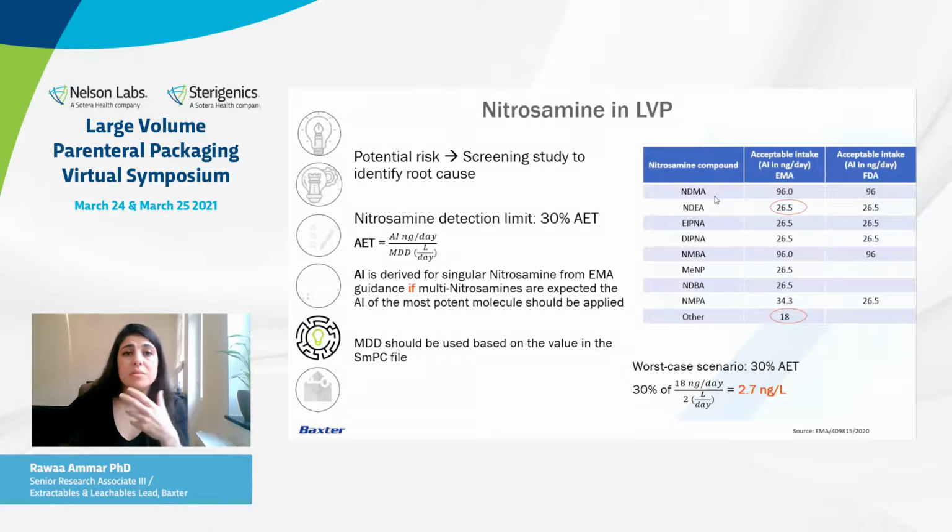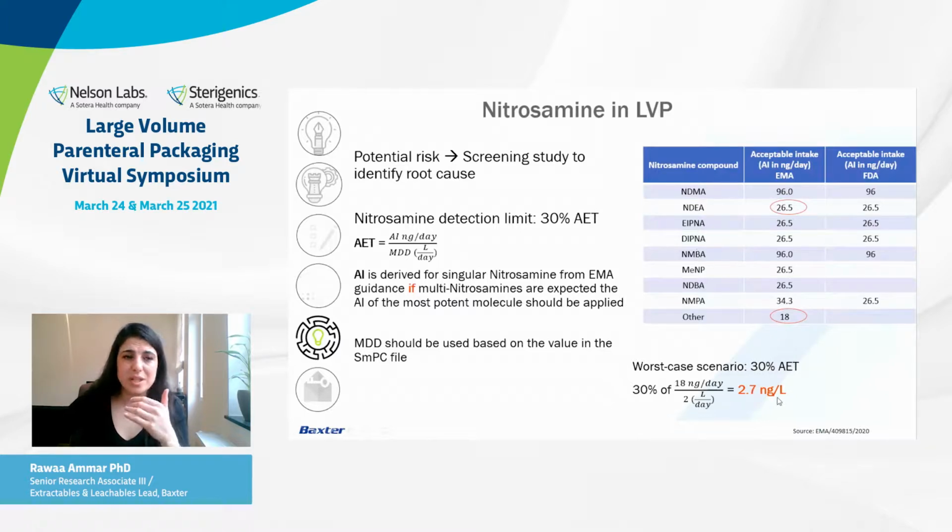In the case we have multiple nitrosamines in the solution, we have to select the AI of the most potent nitrosamine. In this case, for the defined one, it is 26.5. However, if we have other nitrosamine molecules, we have to go with a value of 18. Let's imagine a hypothetical scenario for an LVP product. Say that we have an LVP with 2 liters MDD and we have multiple nitrosamines in this solution, or we are expecting to detect multiple nitrosamines in this solution. The reporting limit goes down to 2.7 nanogram per liter.